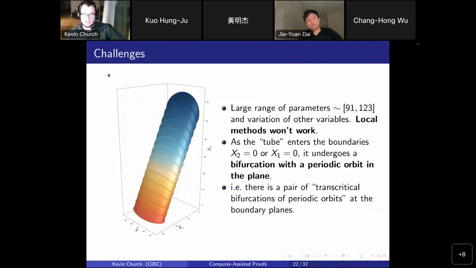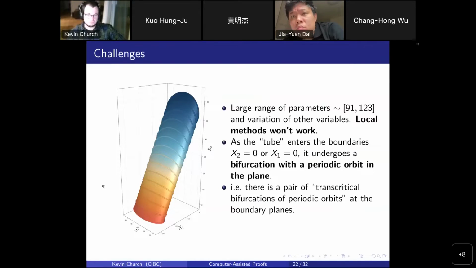But even more problematic is that, so we know from existing work and also just verifying with our own numerical checks that, in fact, when this tube enters those two boundary planes, it actually goes through a bifurcation. So there actually exist periodic orbits in the planes that this tube passes through as k ranges in such a way that, for example, we enter the x2 equals 0 plane or the x1 equal to 1 plane, or x1 equal to 0 plane, I should say. So there's actually a sort of transcritical bifurcation of periodic orbits that happens.